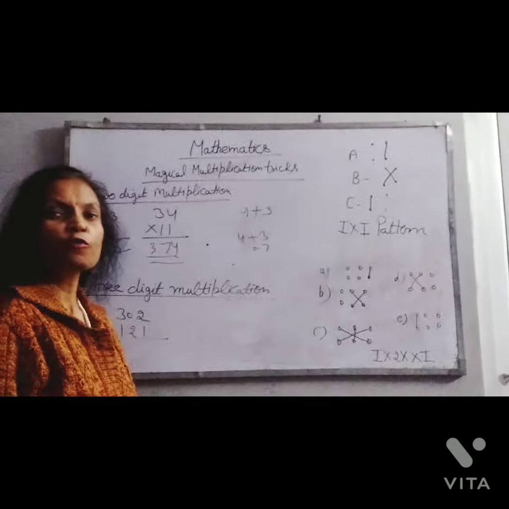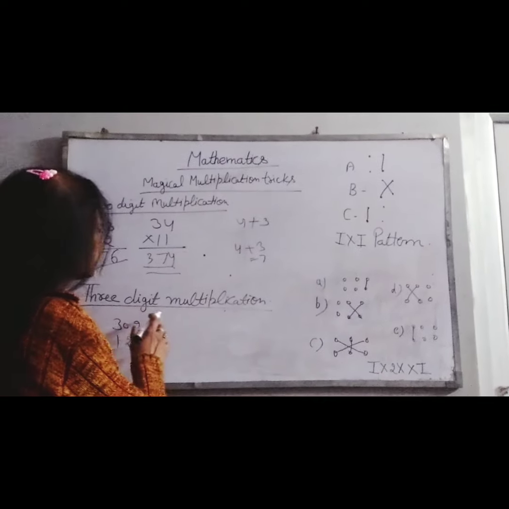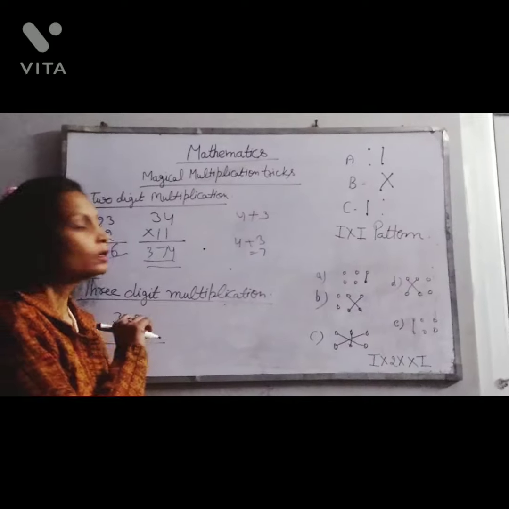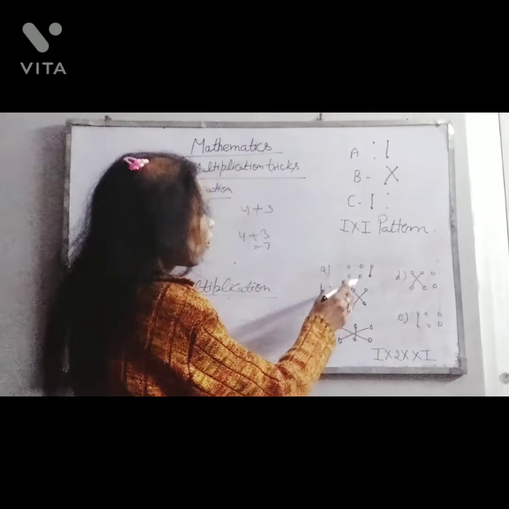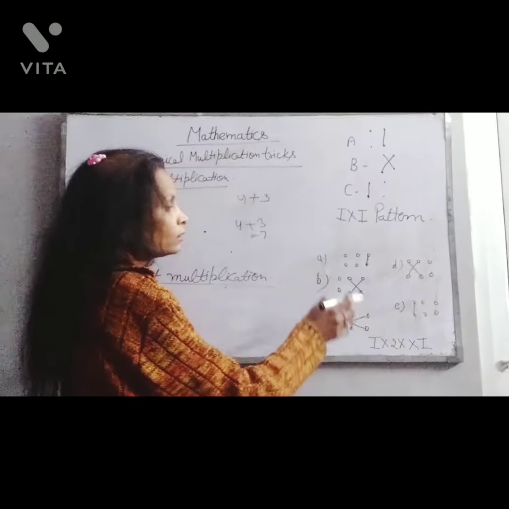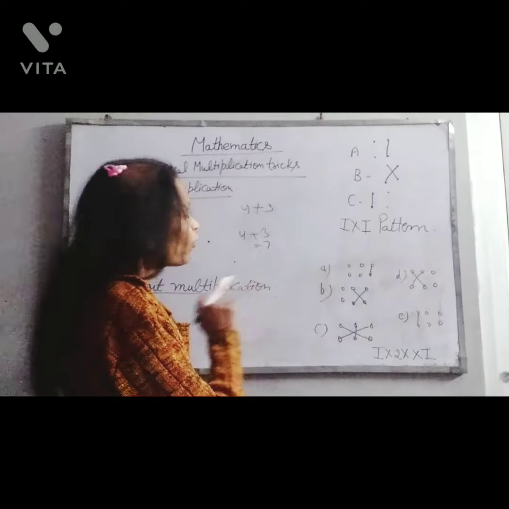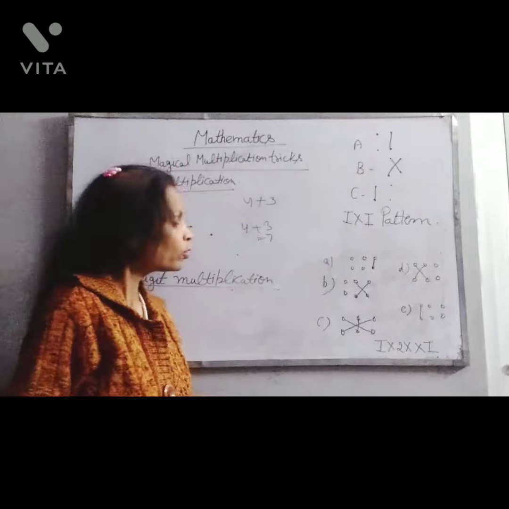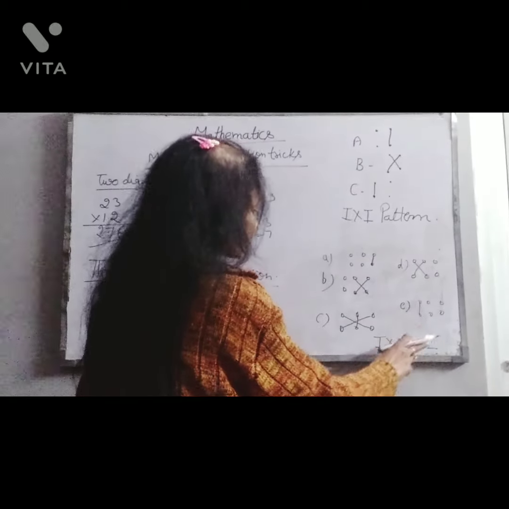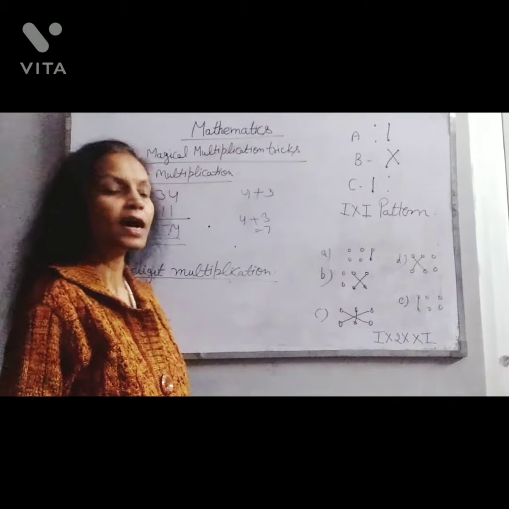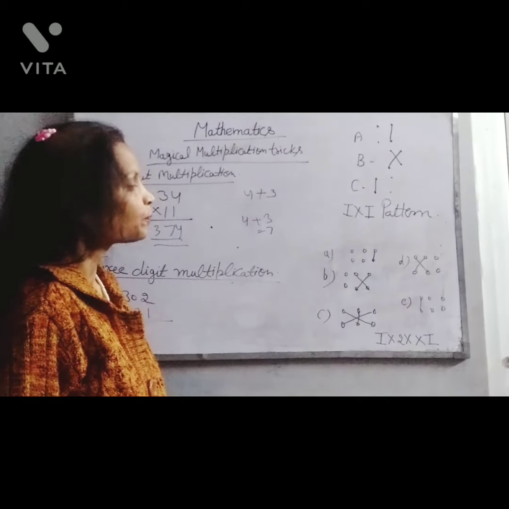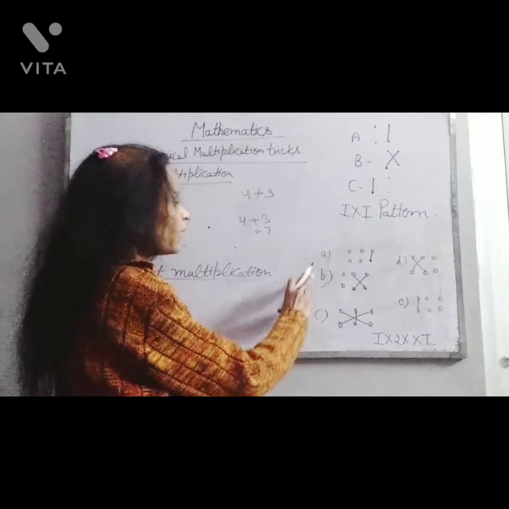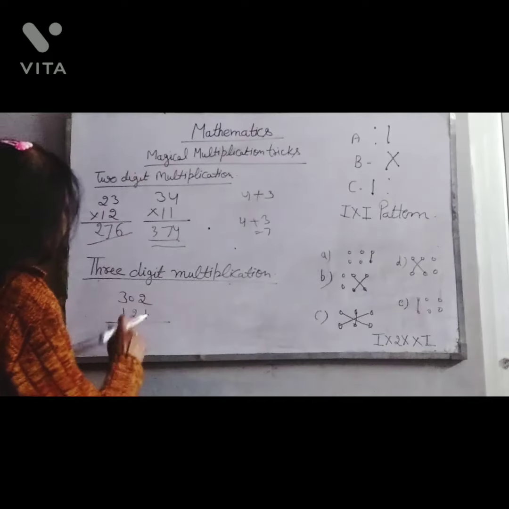Students, now we will learn 3-digit multiplication. For 3-digit multiplication, you have to follow this pattern. These 5 patterns you have to follow: A, B, C, D, E. This pattern is known as the IXXXI pattern. Now I will tell you how you can calculate this multiplication with the help of this pattern.